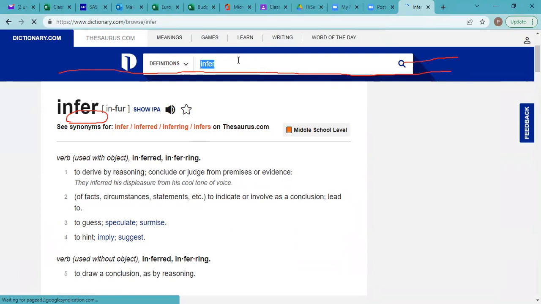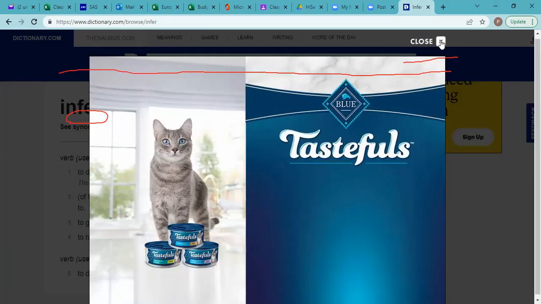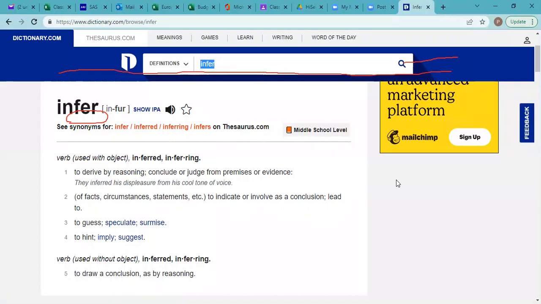To derive by reasoning, conclude, or judge from the evidence. To indicate or involve as a conclusion or something to lead to. And it says to guess, speculate, imply, suggest, or hint. So this right here is you're taking all the facts that you're reading, and also your prior knowledge of maybe anything that you might know about the situation, and you're putting that together and it's an educated guess.